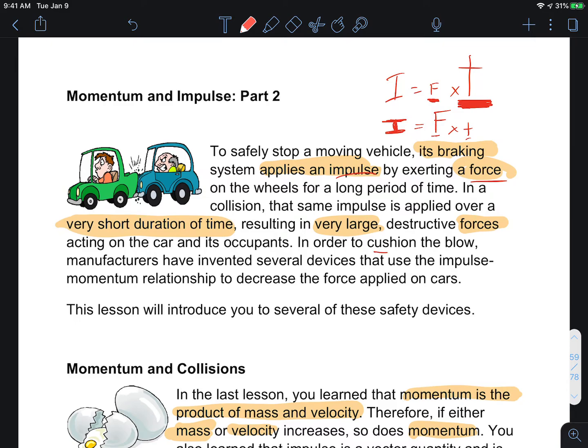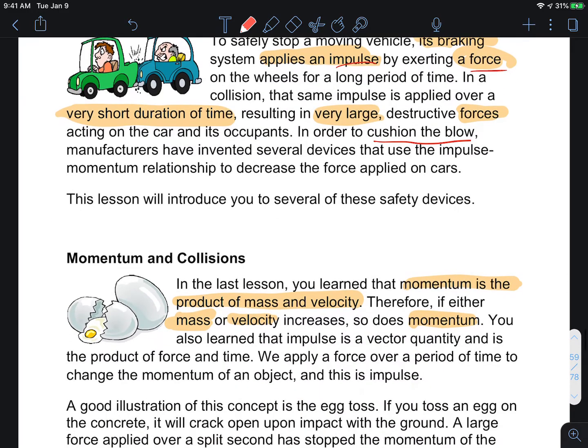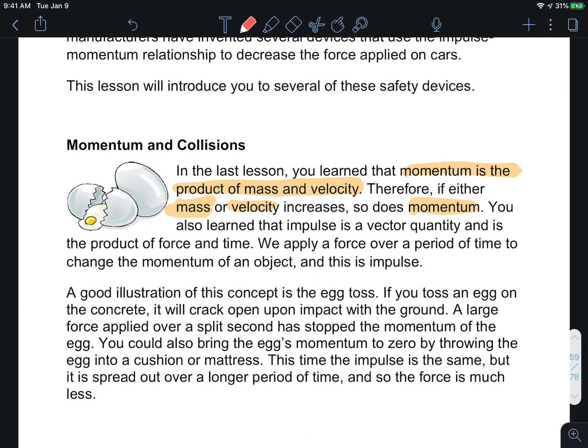In order to cushion the blow, manufacturers have invented several devices that use impulse-momentum relationships to decrease the force applied on cars. This lesson will introduce you to several of these devices. In the last lesson, you learned that momentum is a product of mass and velocity. So let's put that in as well: mass times velocity. Therefore, if either your mass or your velocity increases, so does momentum. You also learned that the impulse is a vector quantity and is a product of force and time.